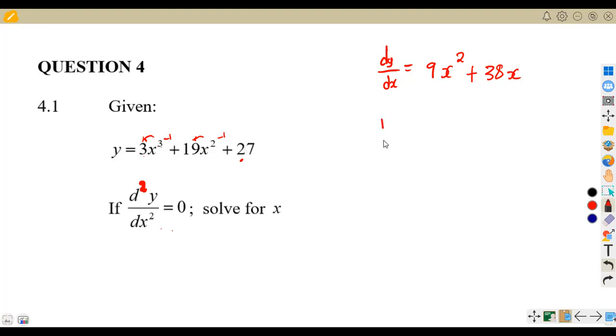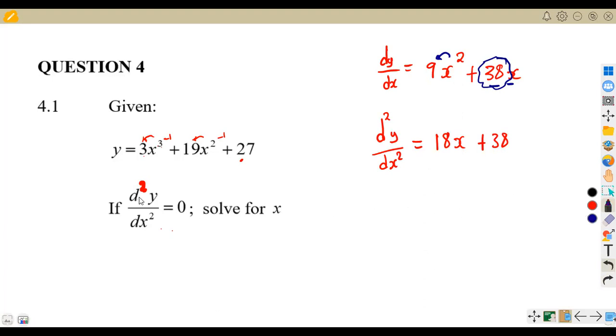Then we find the second derivative of y with respect to x. So let's differentiate. 9 times 2, that's 18. Sorry, guys, that's 18x. Then we've got 38x. Take note, this is a linear expression, so we just take this 38. So it's plus 38. This is the second derivative.